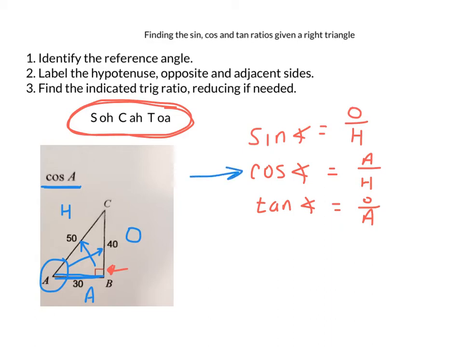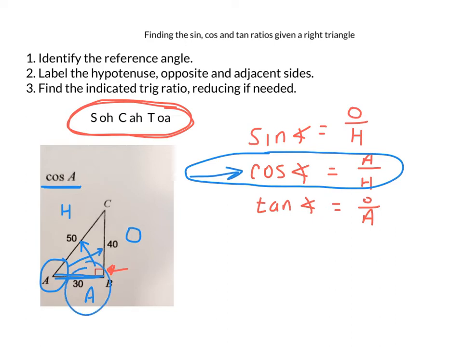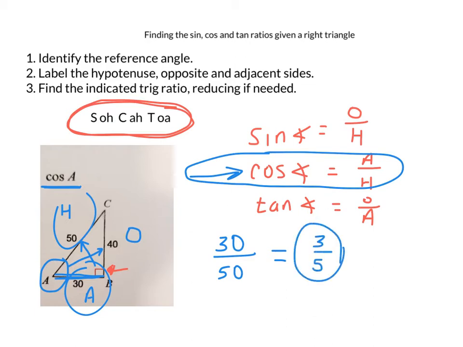So the problem says to find cosine. So this is the trig function that we are going to be looking at, and the cosine of angle A is A over H. Everything's labeled. All we have to do really is look at the triangle. So we need to find A, which is 30, put our fraction bar over, and H, which we have labeled, and that is our 50. And we need to reduce or simplify, if needed. I know that 10 goes into both of those numbers, so our final answer for this is 3/5.